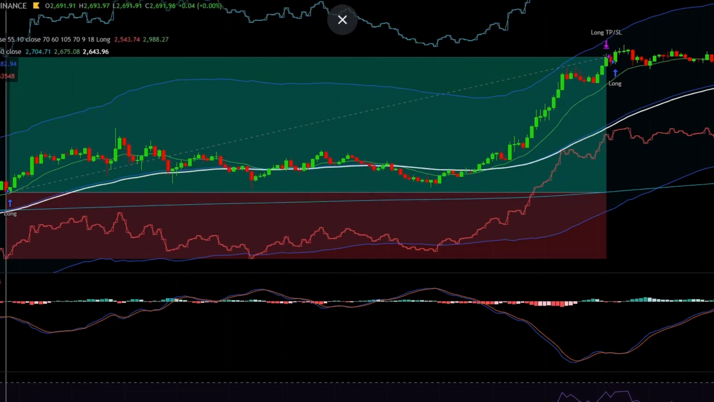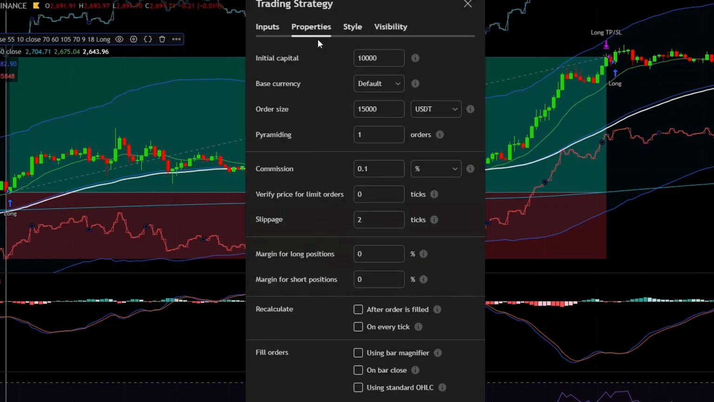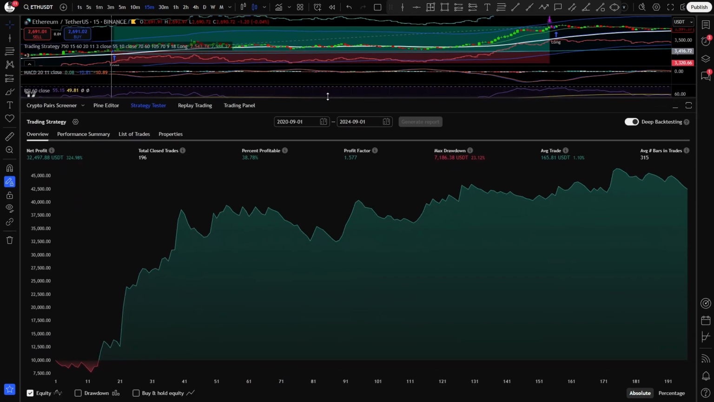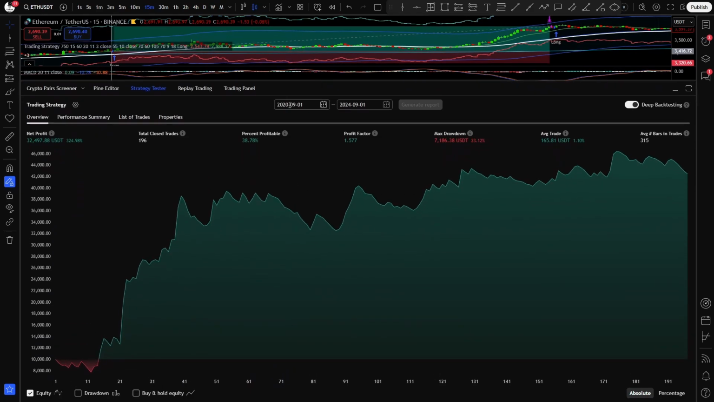Again, we are on the ETHUSDT 50-minute chart. For the backtest, I am using a $10,000 initial capital and a $15,000 order size, which means a 1.5x leverage. The commission is set to 0.1% and the slippage is 2 ticks. And here are the backtest results for the last 4 years, starting on 2020, the 1st of September, and ending on 2024, the 1st of September.